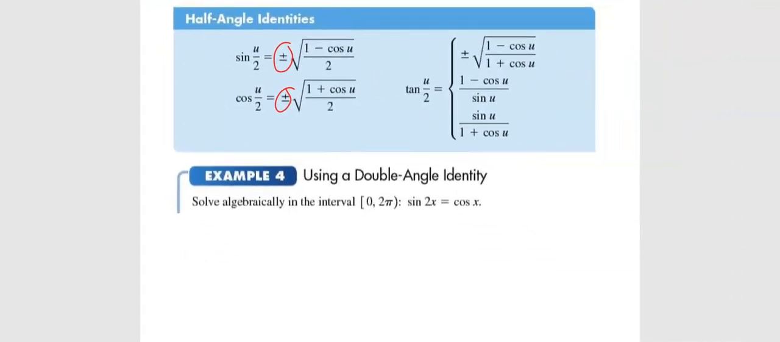Question 4. Question 4 doesn't use a half angle identity. It uses a double angle identity. So our example 4 doesn't actually go with that blue box. We'll have to use that blue box in a future question, which is really bad on my part that I put that blue box where I did. Oh well.